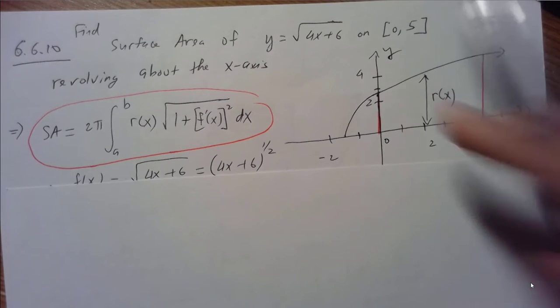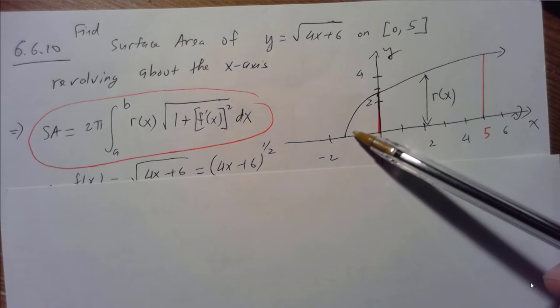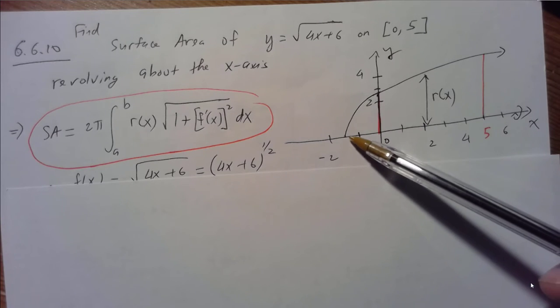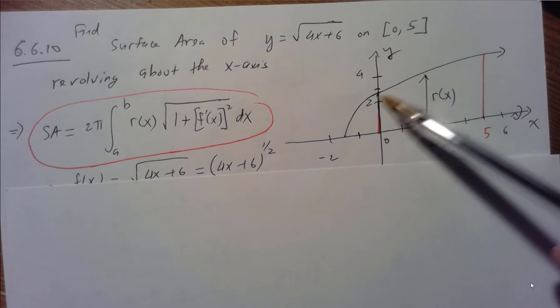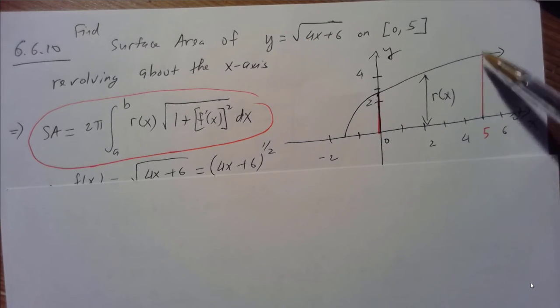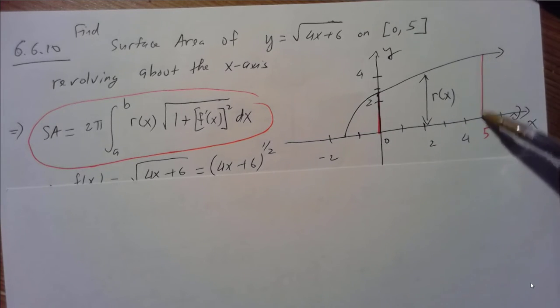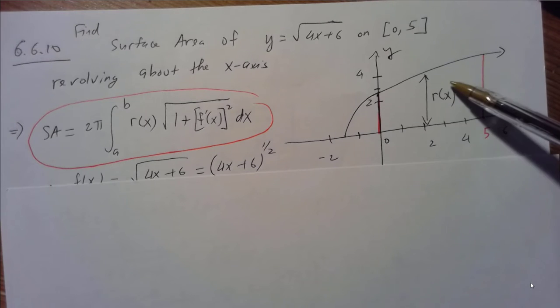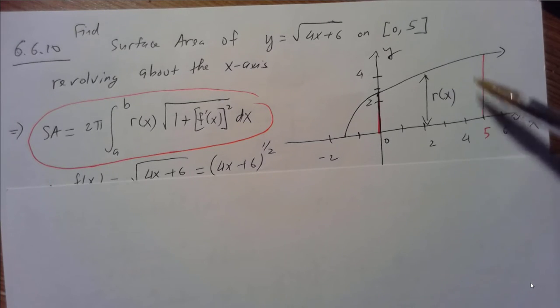If you plot the curve, you can use the TI graphing calculator to plot it. This is the curve of the square root of 4x plus 6, but I only consider the values from 0 to 5, which is from here to here. This plane region, I take the whole thing and revolve it around the x-axis, and then I find the surface area of the whole object.